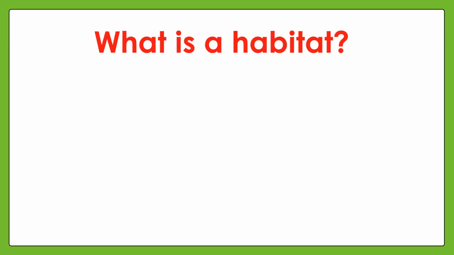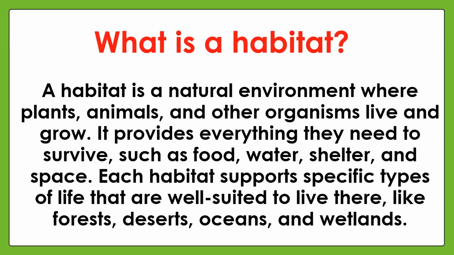What is a habitat? A habitat is a natural environment where plants, animals, and other organisms live and grow. It provides everything they need to survive, such as food, water, shelter, and space. Each habitat supports specific types of life that are well suited to live there, like forests, deserts, oceans, and wetlands.